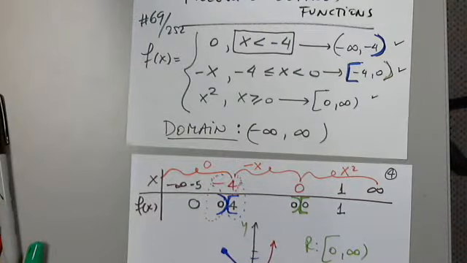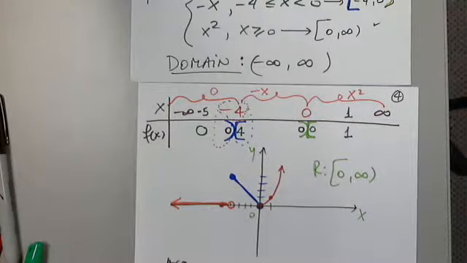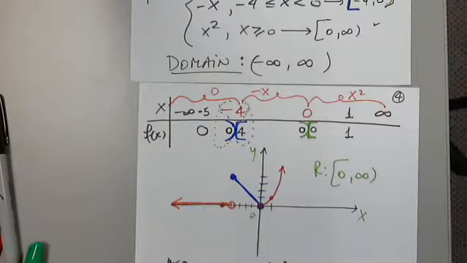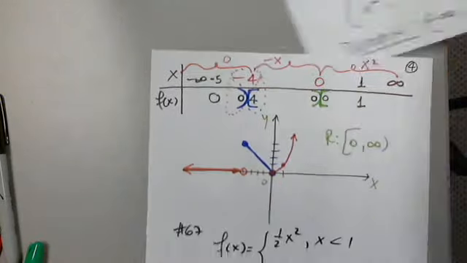Okay, so let's look at another one, for example, 67. Same page. We have f of x equals 1/2 x squared for x less than 1. And the other is 2x minus 1 for x greater than or equal to 1. And then we can continue with 2.3 and 2.4. Okay.